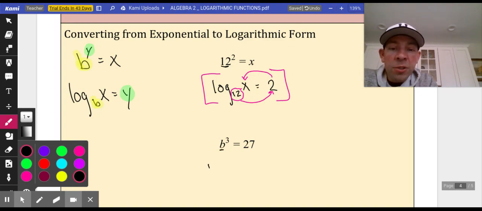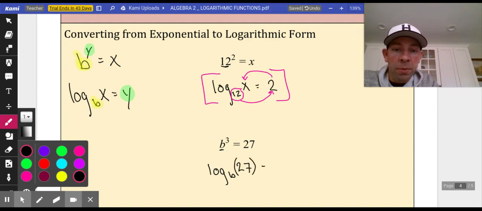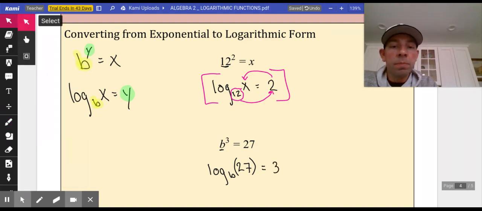Who's your base value? It's b. So we'll go log base b, with a little subscript of 27. And again, if you want to put parentheses around the 27, that's always a cool thing to do. And you set it equal to your exponent, which in this case is a 3.